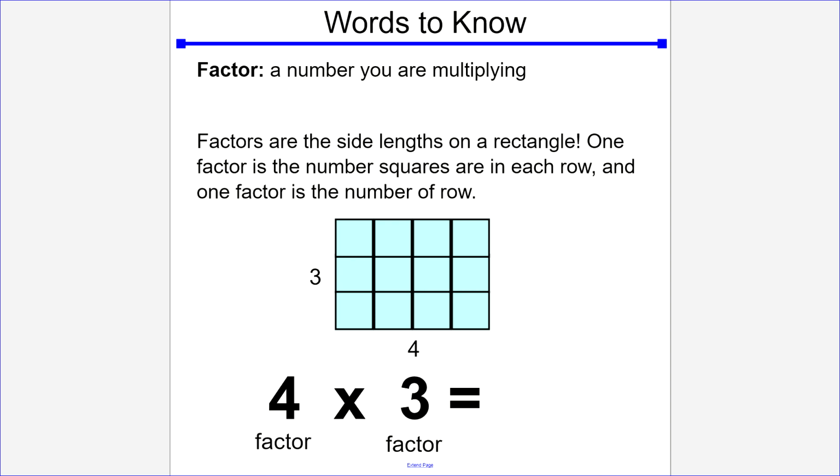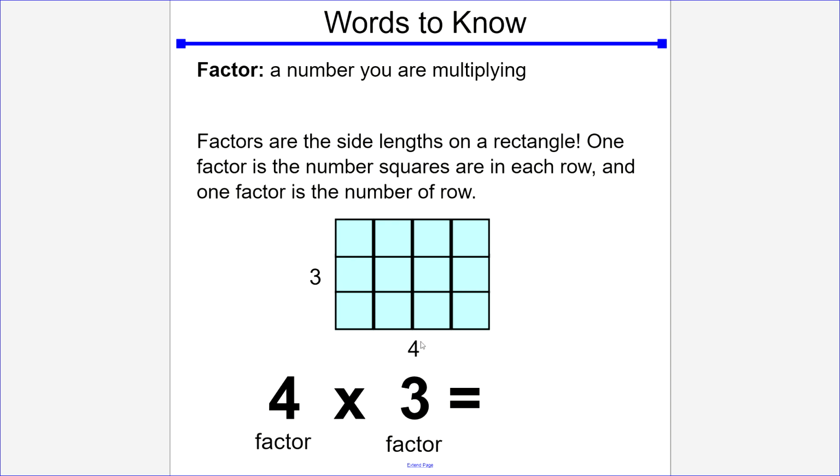You've learned that a factor is a number you are multiplying. Factors are the side lengths on a rectangle. One factor is the number of squares in each row, and one factor is the number of rows. This is that same rectangle we looked at just a moment ago and found the area of. You can see that there are 4 squares in each row. That's one side length, 4, and that there are 3 rows. That's the other side length, 3.